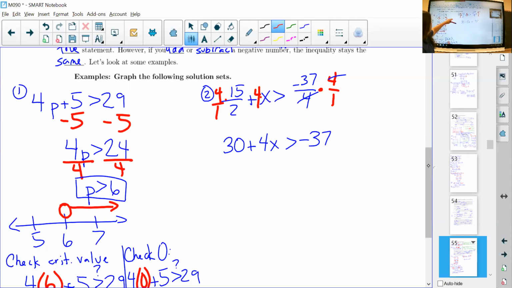Okay, now we have something that looks a lot like that. So take a moment, see where you go with that. Yeah, it's not quite as nice. As always, you can pause. Let's get that 30 out of the way. I'm left with 4x is greater than negative 67.